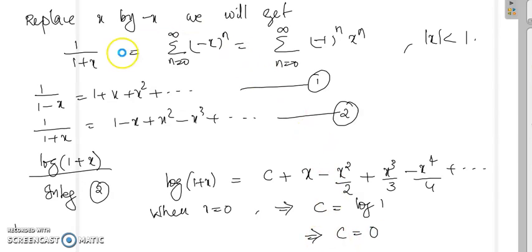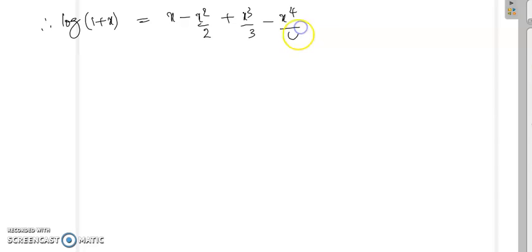Therefore, log of 1 plus x will be equal to x minus x square by 2 plus x cube by 3 minus x raised to 4 by 4 plus etc. Your original series will converge when mod x is less than 1, so this is also valid for mod x less than 1.